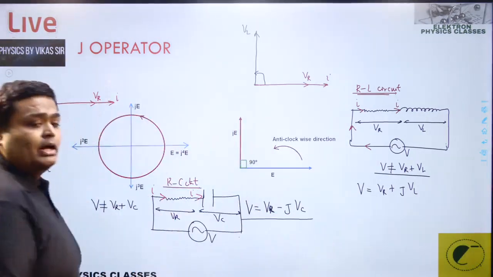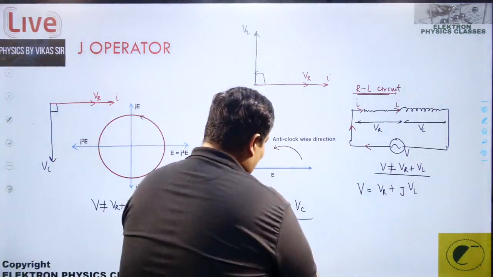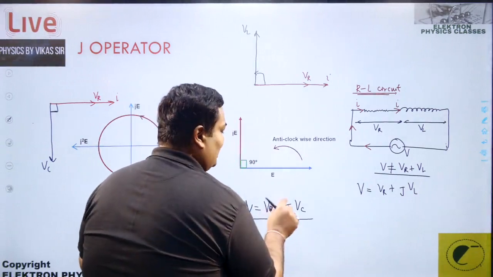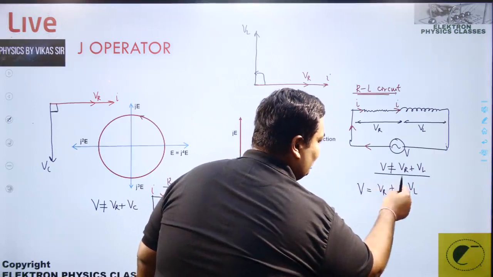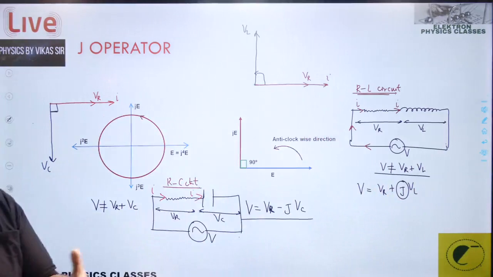Now it's understood, and how do we read it? We read it like this: this is minus J, that means this is lagging VR by 90. This is plus J, so VL leads VR by 90. The J operator is a phase operator by pi by 2 only.